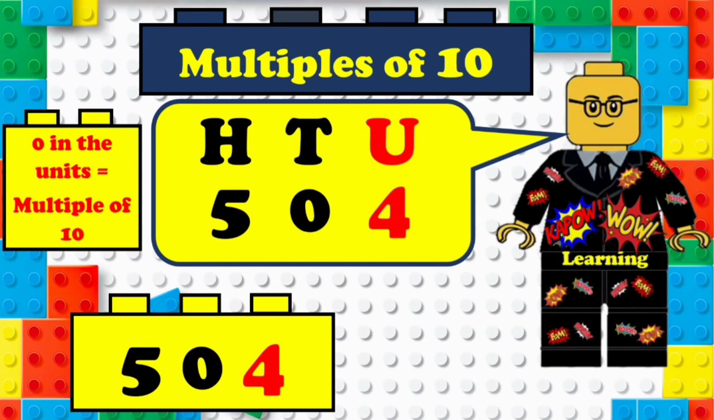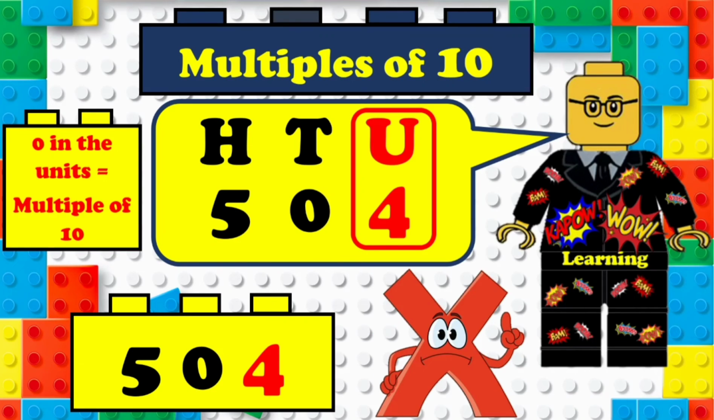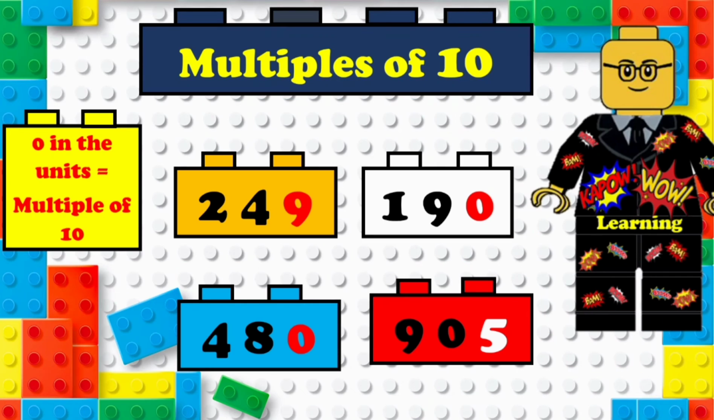Here's another number, 504. You could pause this and then play it to see if you got it correct. We're going to look at the units, because remember, if there's a zero in the units, it's a multiple of 10. If there isn't, it's not a multiple of 10. Now we have a 4 in the units. It's not a zero, so 504 is not a multiple of 10.